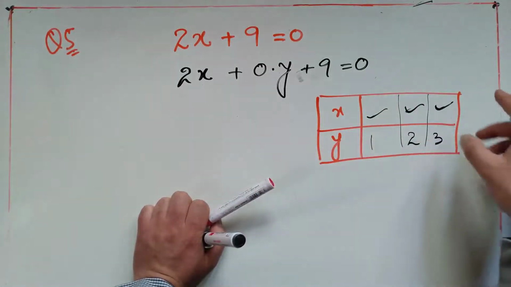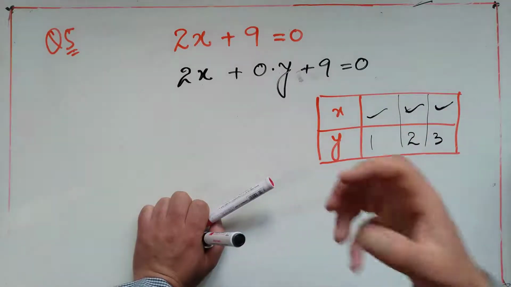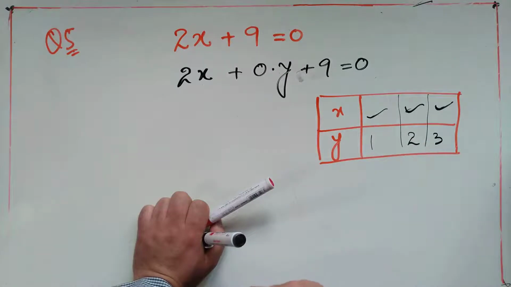Once you get those points, then you have to plot those points on the graph, and that will give you a linear equation in two variables graph.